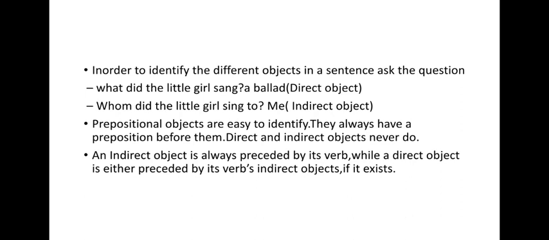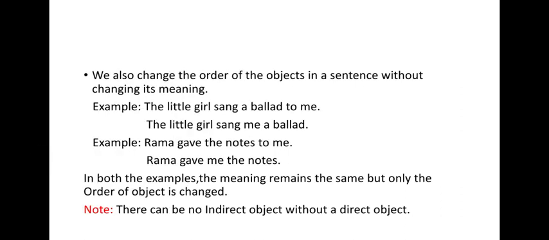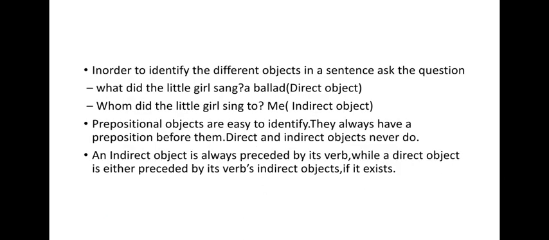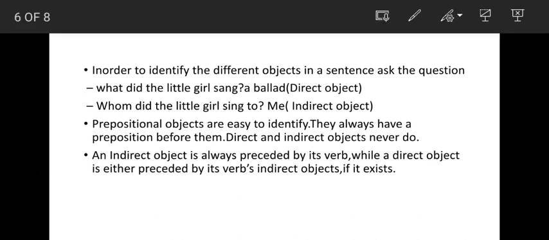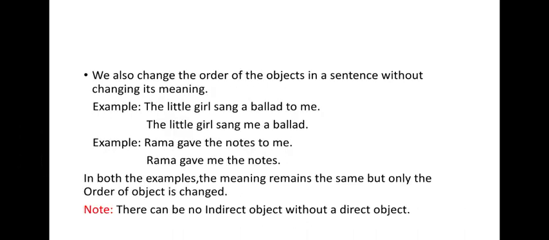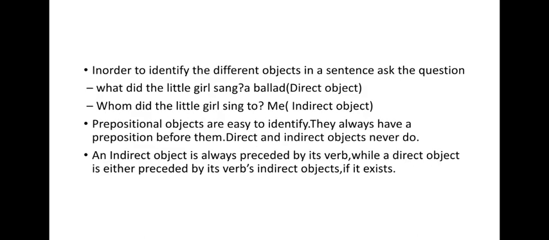An indirect object is always preceded by its verb. Let me show you the example once again. Can you see the second example in both example 1 and 2? The little girl sang me a ballad. Rama gave me the notes. Here, an indirect object is always preceded by the verb. Look here once again. Rama gave me the notes. Here, Rama is the subject, gave is the verb, right? So the indirect object will always follow the verb, right after the verb. While a direct object is preceded by the indirect object, if it exists.